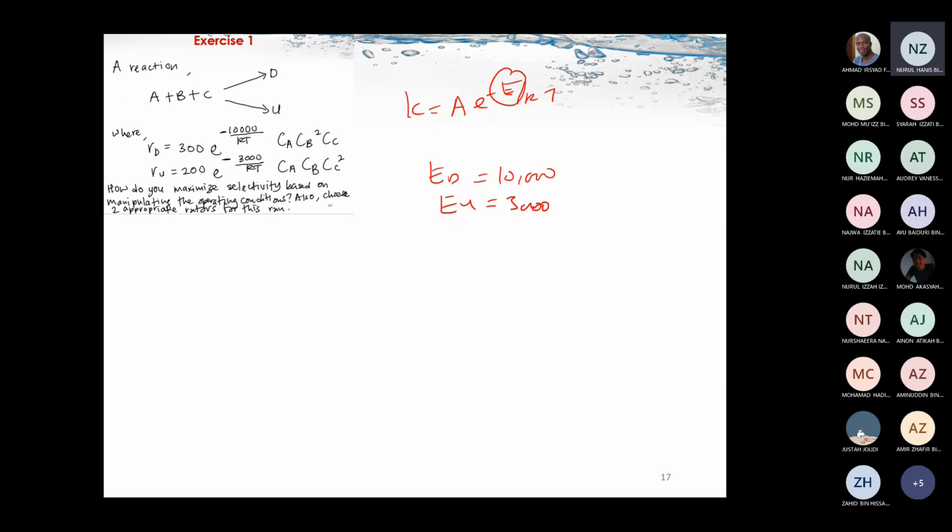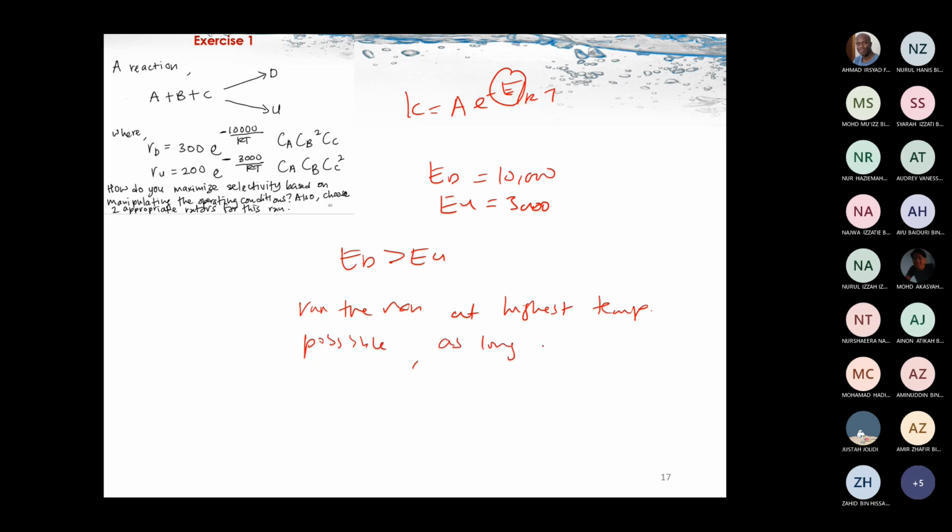ED besar. Alright, so automatically ini adalah case untuk ED lebih besar daripada EU. Okay, means that run the reaction at highest temperature possible, but as long as the temperature does not decompose ataupun degrade the reactant. Okay, so inilah jawapan dia.